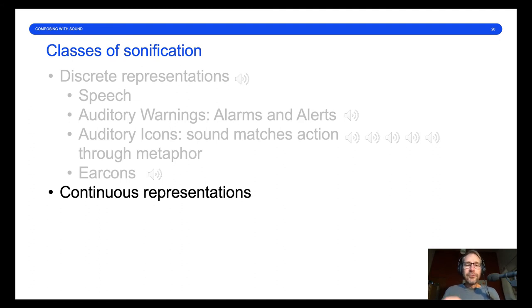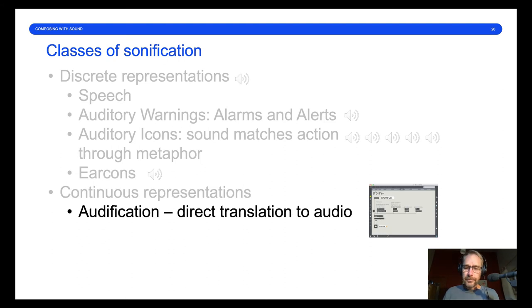Okay, so those are discrete representations. We have a single event and a single set of sounds to represent some function of a user interface, for example, or to provide data in the case of the talking clock. Continuous representations, on the other hand, take a variable or a varying piece of data or information, some numerical content, and display it in a continuous form of varying audio content.